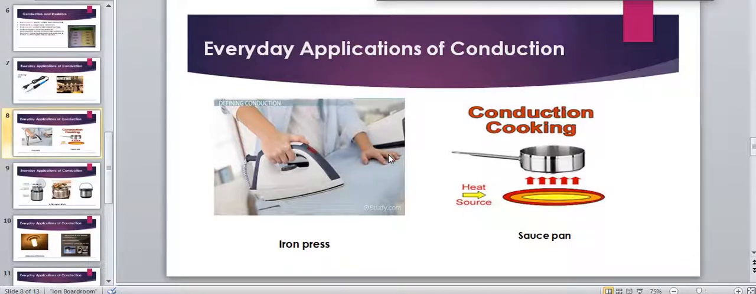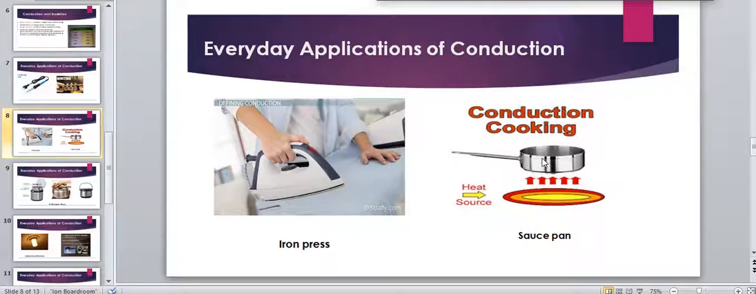So as we have discussed about this iron press in our previous lectures as well, it makes use of a bimetallic strip in order to make the connection complete and automatic. Now when you apply electricity to this iron press, that electricity transforms into heat, and then you will be able to press your uniform. So this whole iron press works on the principle of conduction as well.